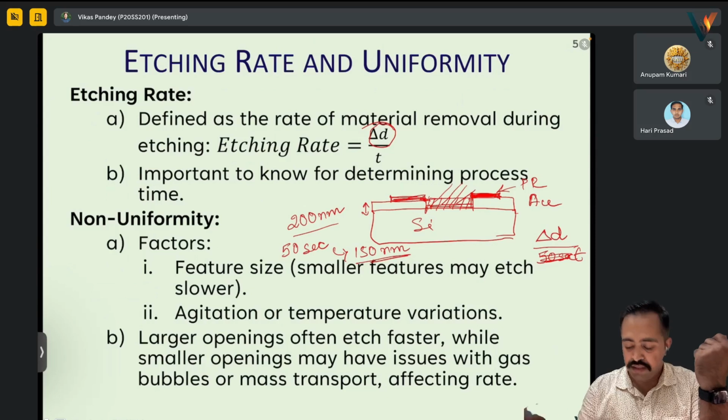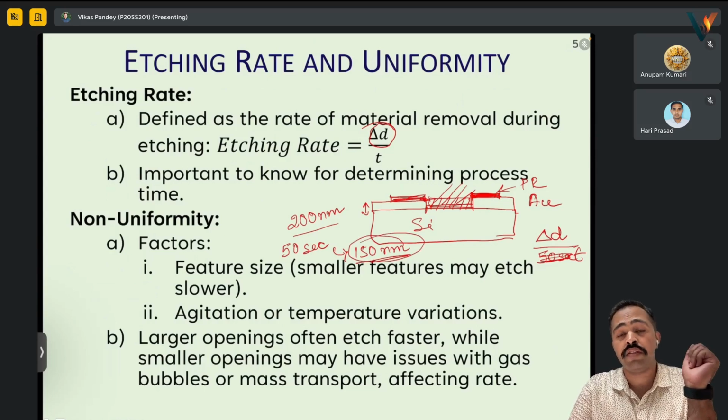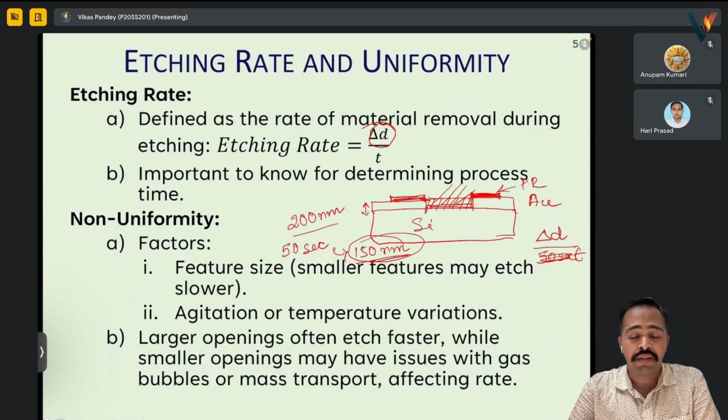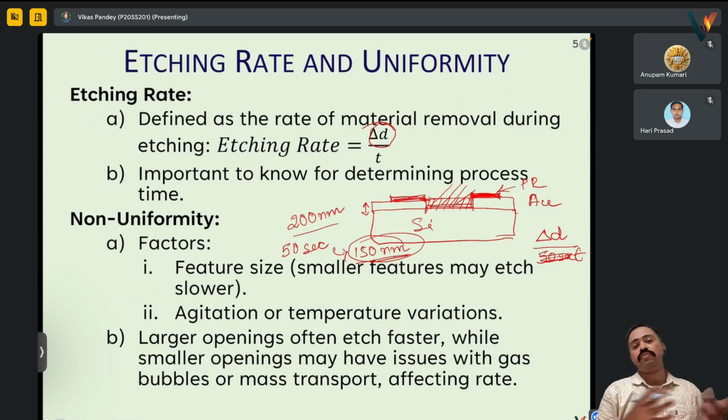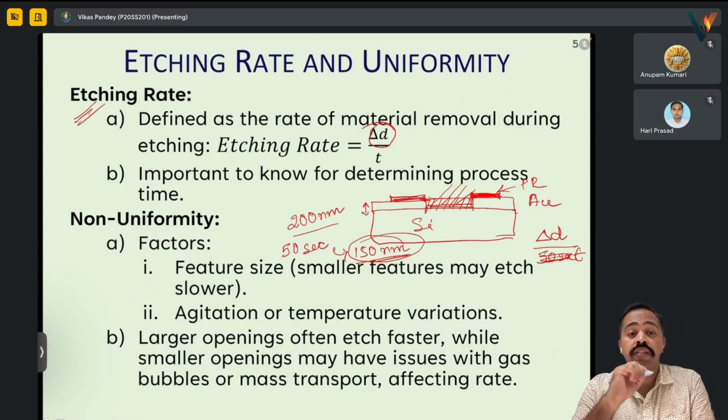Suppose it was removing 150 nanometer, but we had to remove 200 nanometers. If someone is in a hurry and takes it out at 50 seconds only, you will not get the desired pattern. To get the perfectly desired pattern, we need it optimized exactly when it is removing 200 nanometer. If you keep it for a very long time, it might create some profiles which we don't want. So that optimization is required, and that is why etching rate is one of the important features.